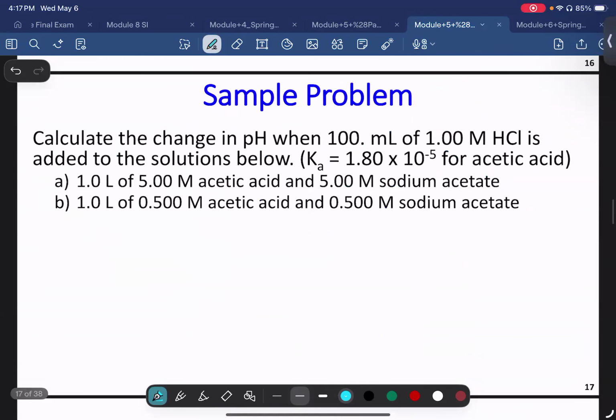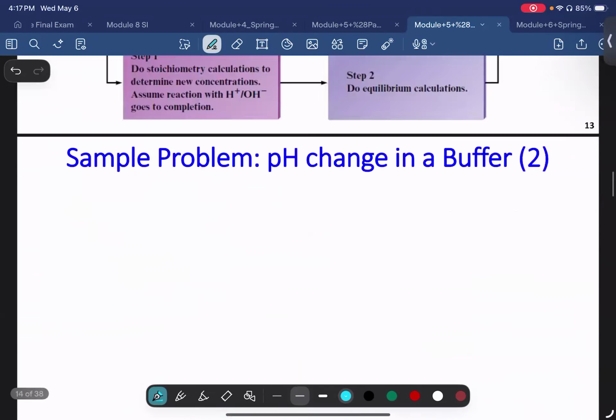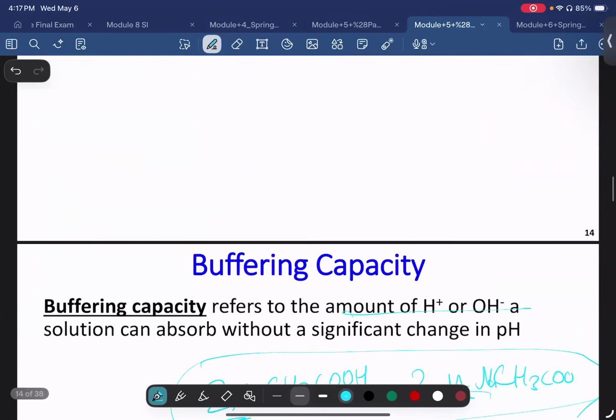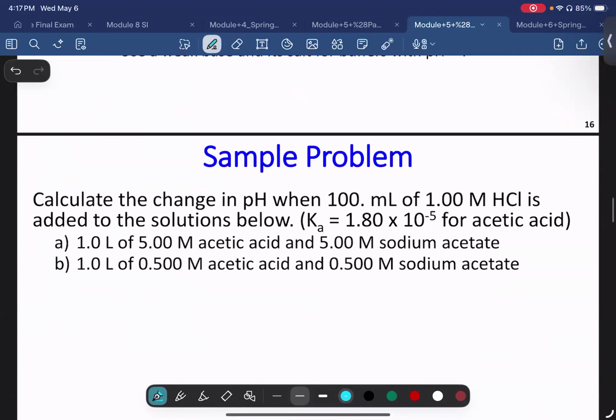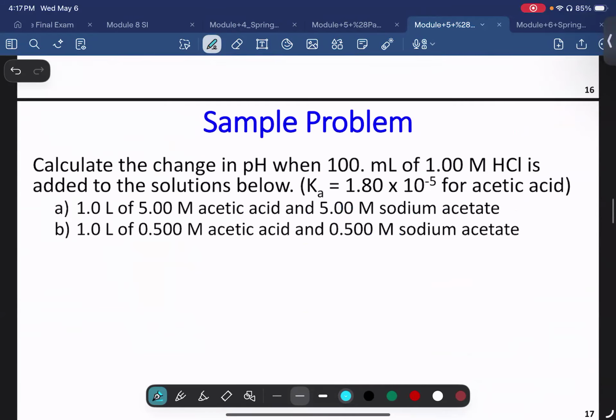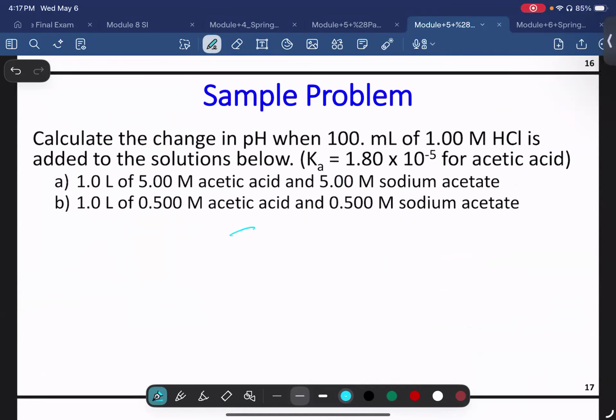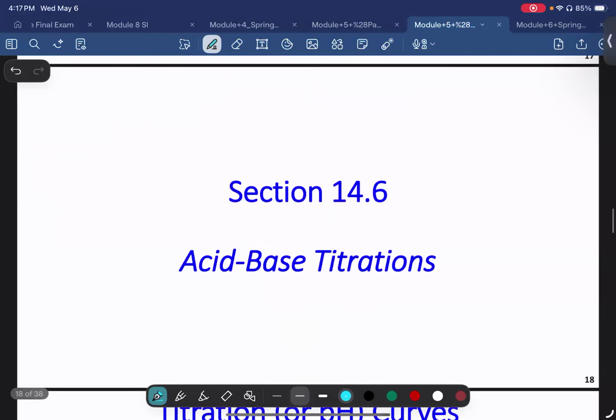So now this is again a question, but instead of adding base, now you're adding acid. This is a similar kind of question to what we talked about last time, which again is just ICF followed by Henderson. So just try your best to remember that.